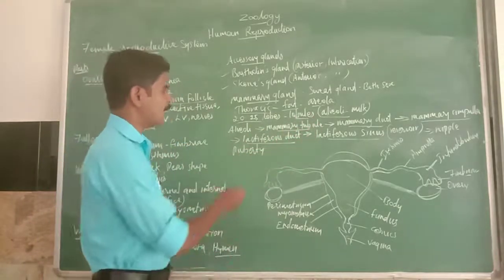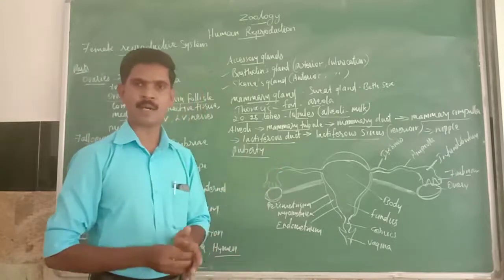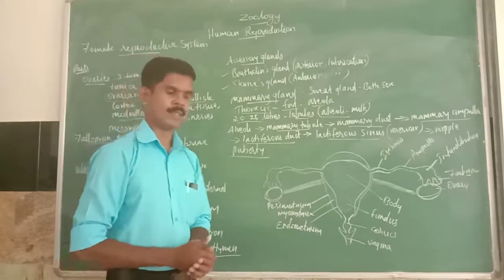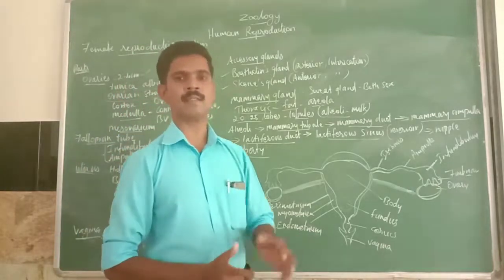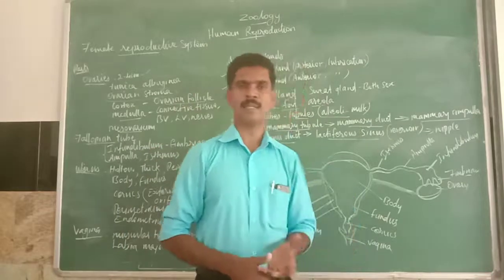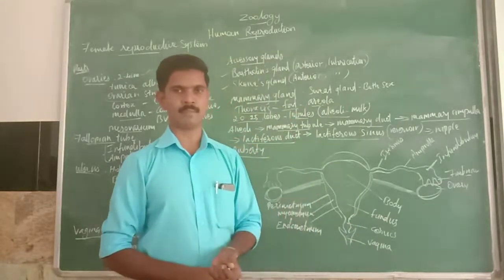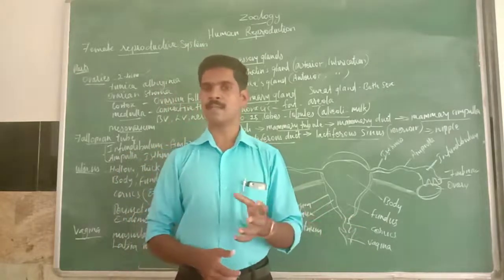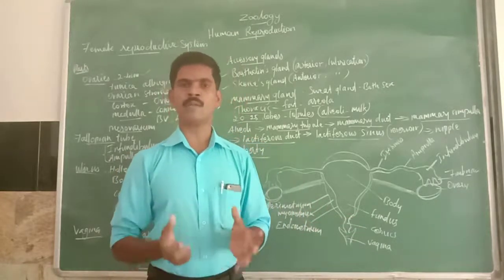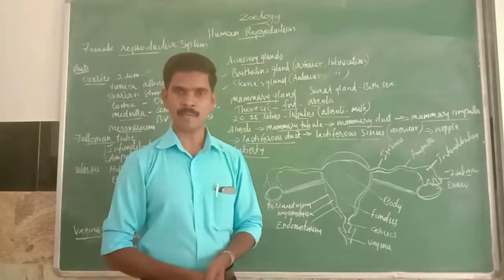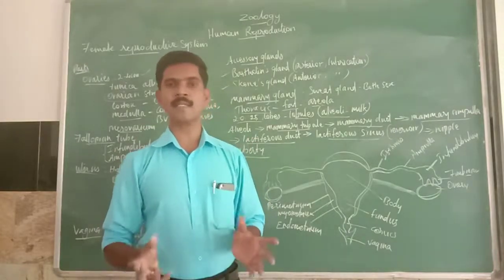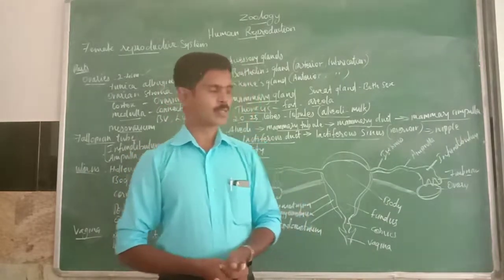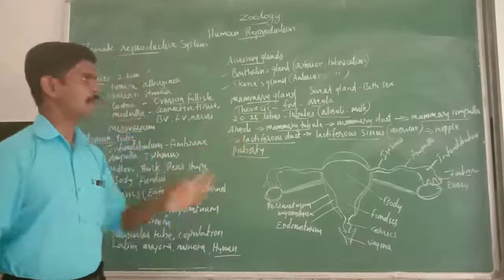Then this mammary gland is developed during the period of puberty. Understand? The size of the mammary gland is a little bigger in non-pregnant women than in pregnant women. The reason is that in non-pregnant women the mammary gland has more fat deposited in it, so the size is a little larger than in pregnant women. So that's all about the structure of the mammary gland.